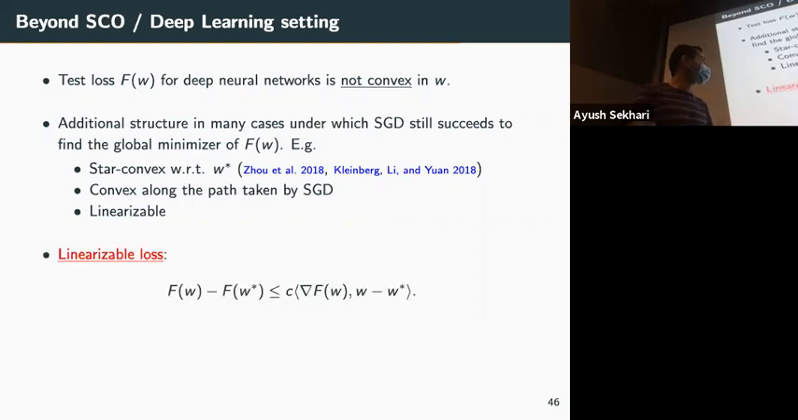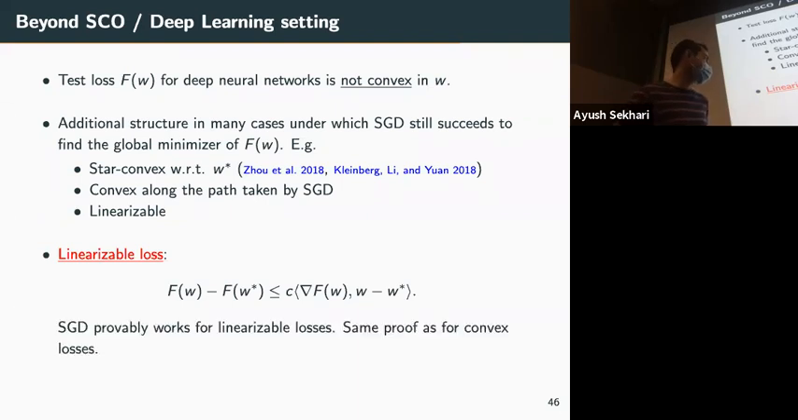In particular, the linearizable loss is as follows. It just says that suboptimality can be upper bounded by a constant times this product between the gradient and W minus W star. And if you recall the proof for SGD, this property implies that SGD also works for linearizable losses with an extra constant C. So the question is, there are some other properties that capture some sort of deep learning models, and these properties also imply that SGD works for these problems. So can we show some separations in the spirit of what we showed earlier for some deep learning settings?